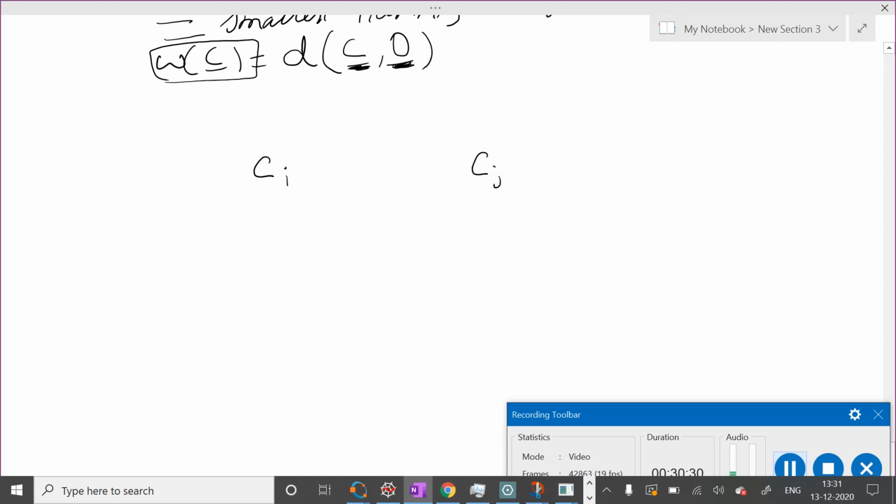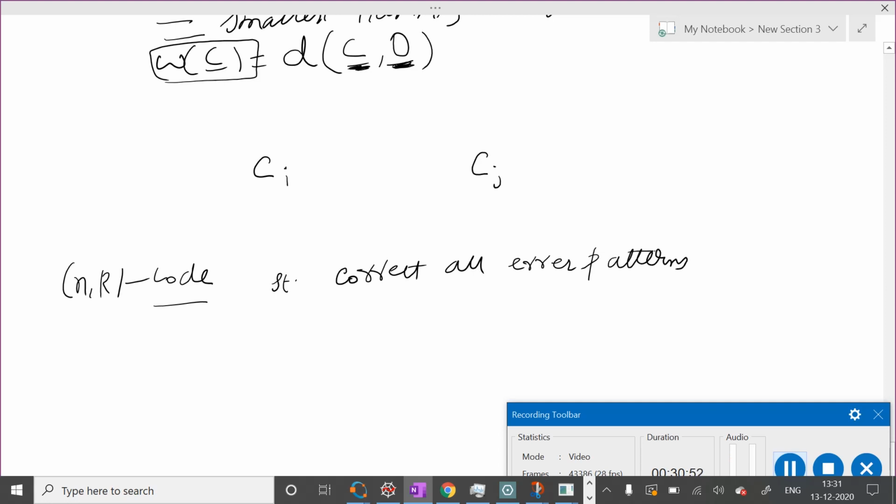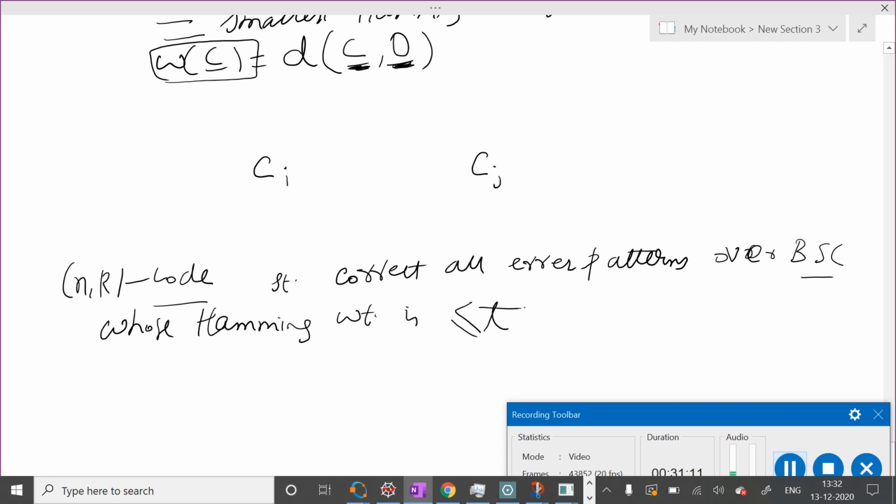Okay. And let's say that we need to design an (n,k) code such that it should correct all error patterns over a binary symmetric channel, that is, when binary errors are there, whose Hamming weight is less than or equal to t. That is, at most t bits are non-zero.